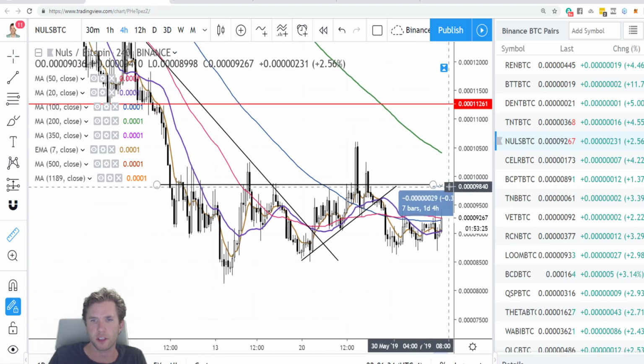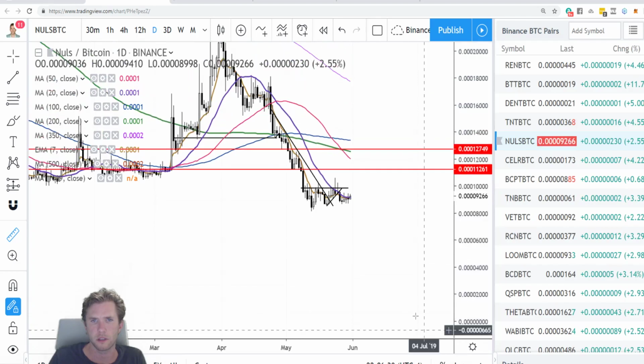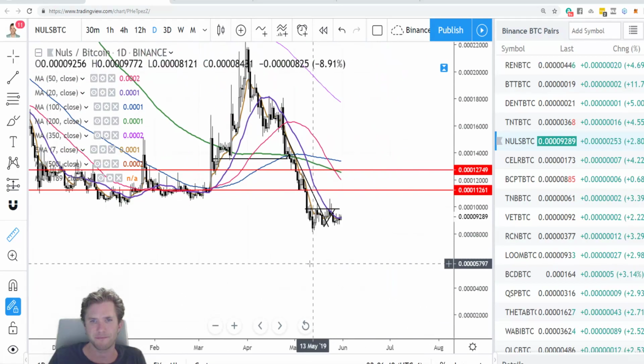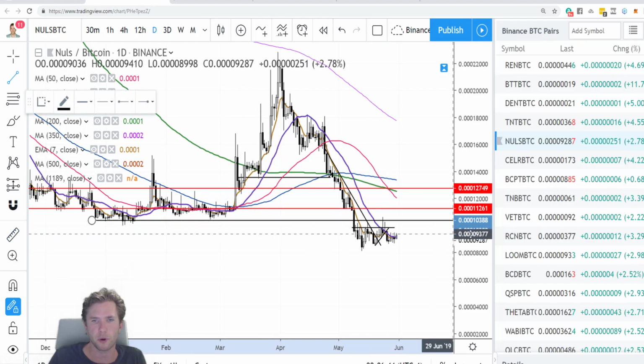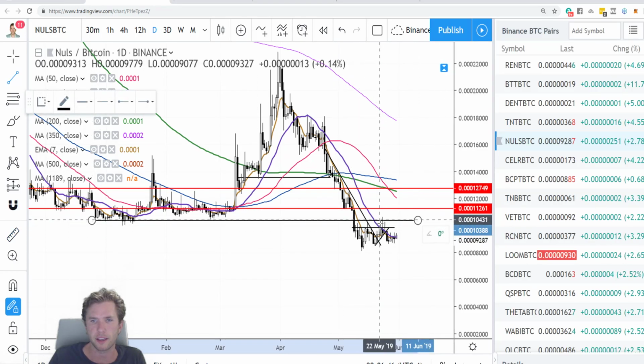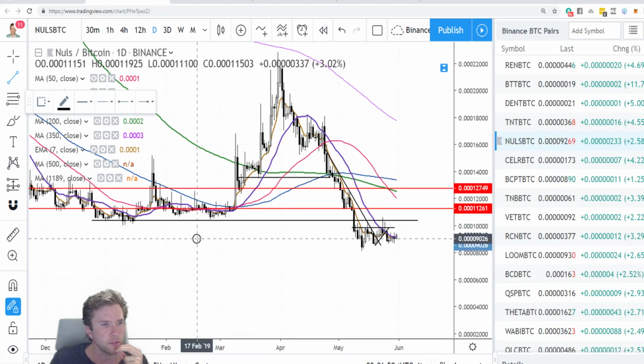Looks like just kind of accumulation. It's a pretty strong project. But again, these coins are kind of shitty just because they broke their all-time low supports and they can't even break back above it.